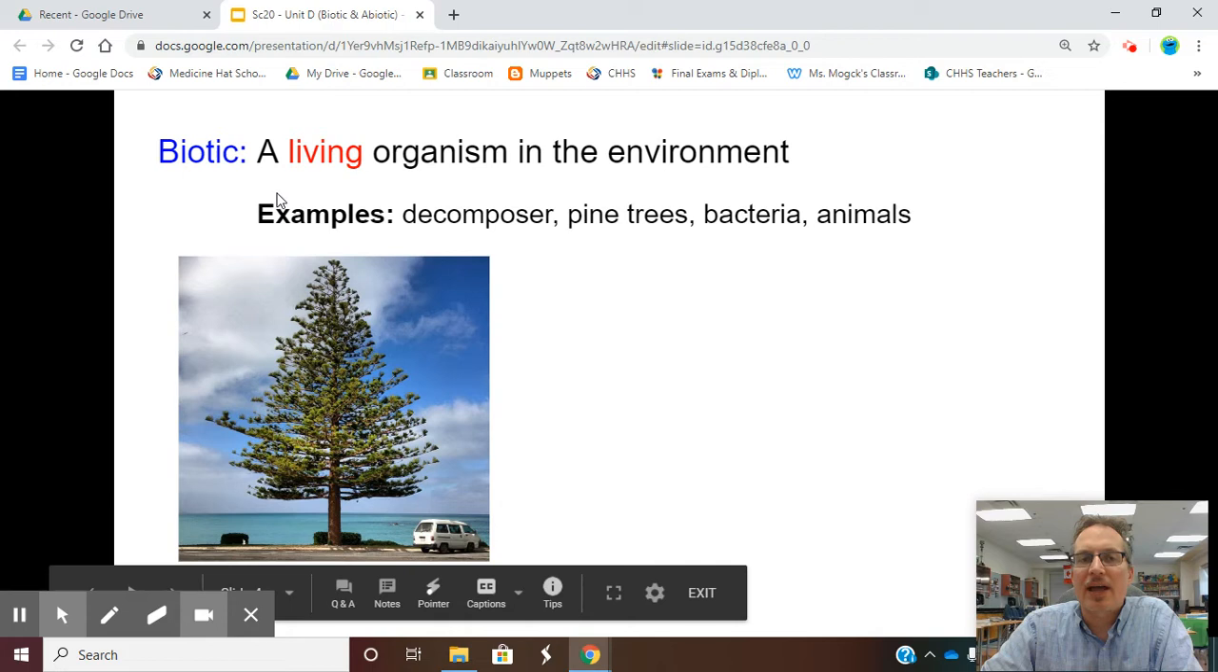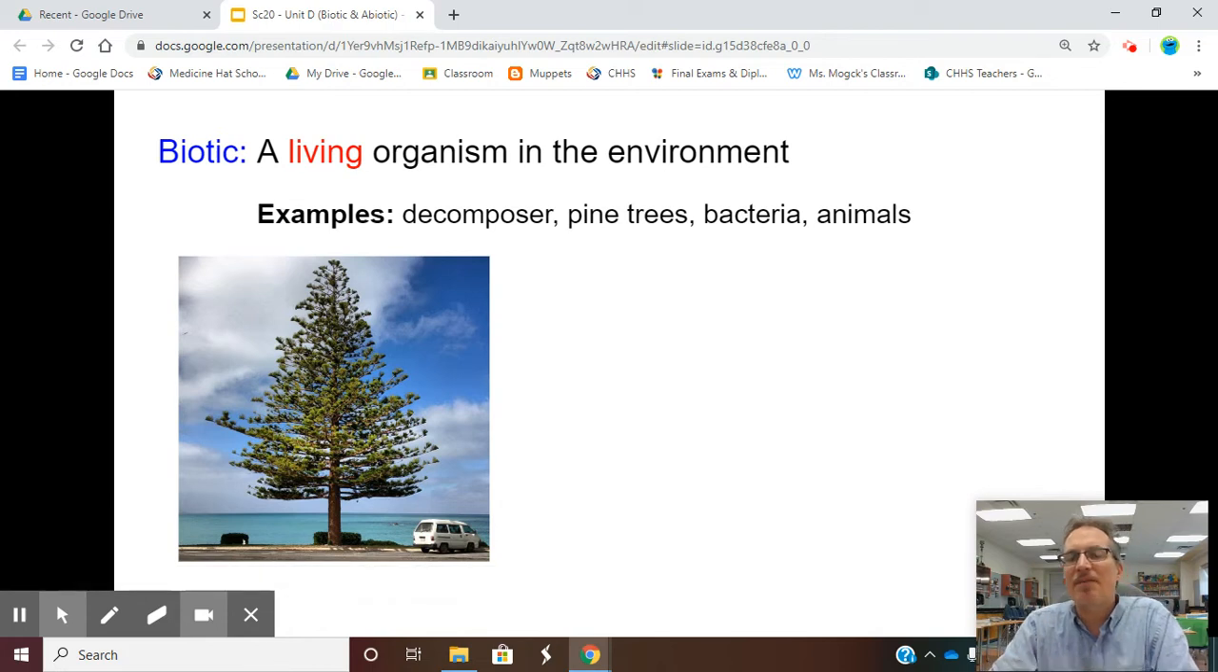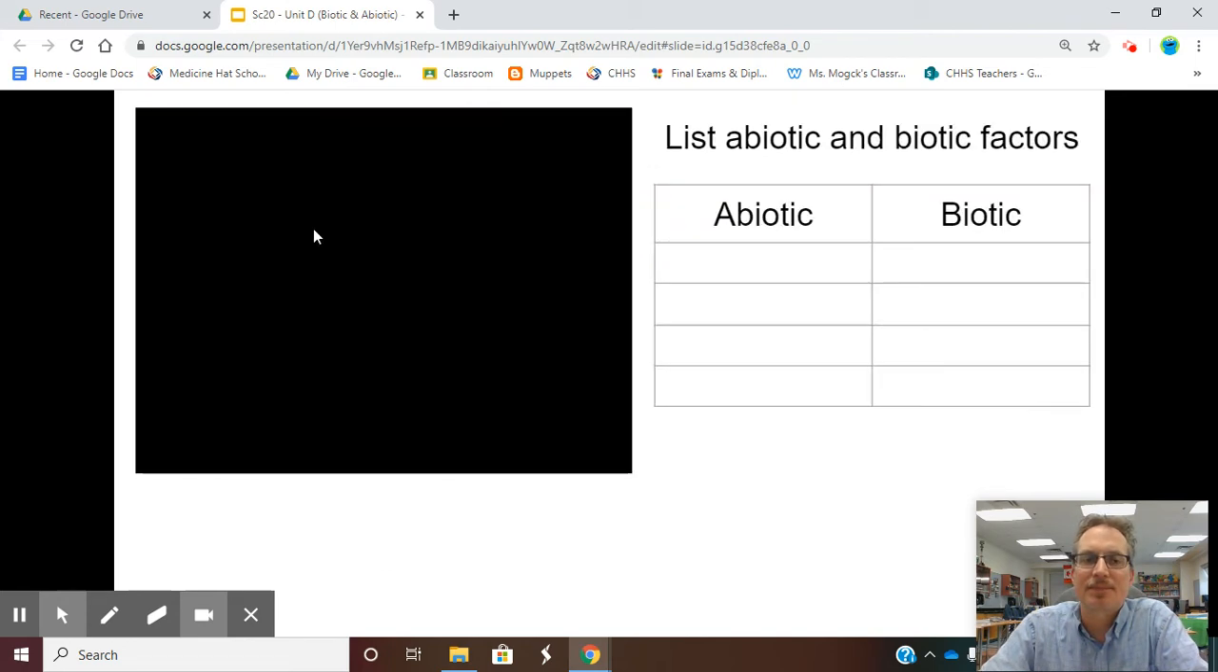Biotic, on the other hand, is a living organism. If we think about the study of biology, that is the study of living things, bio meaning living. So, biotic is living organisms. This could be anything from decomposers to producers, consumers, pine trees, bacteria, animals, plants, fish, birds, anything that's considered living.